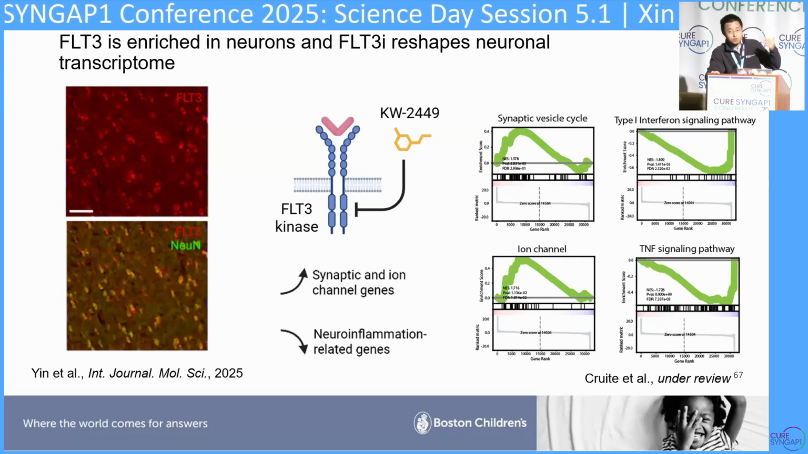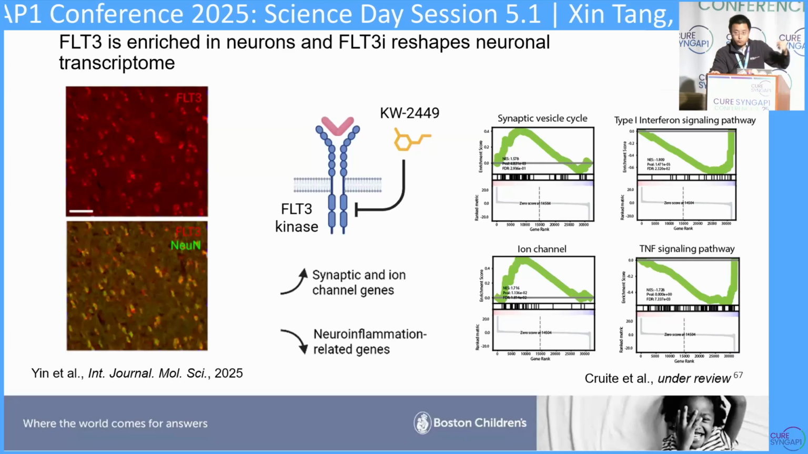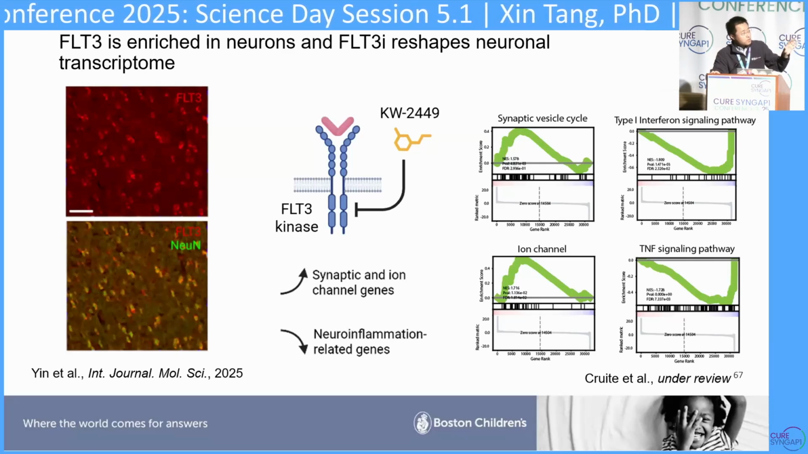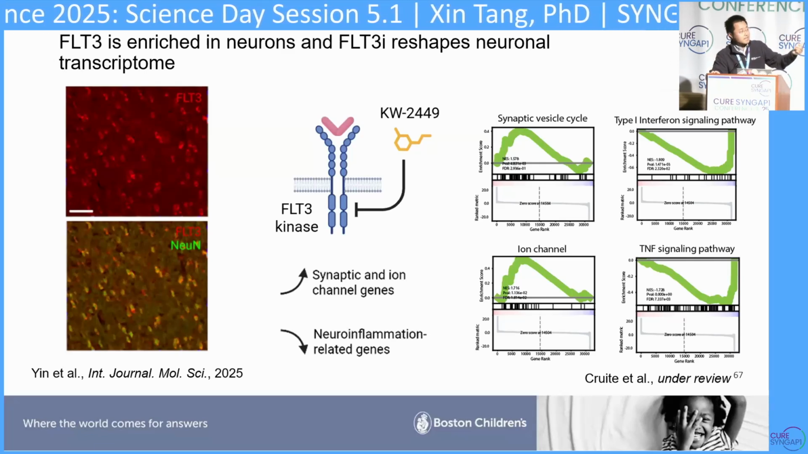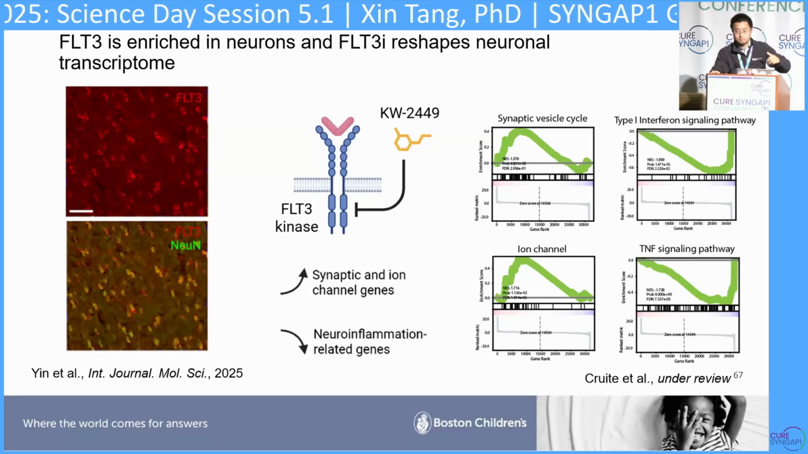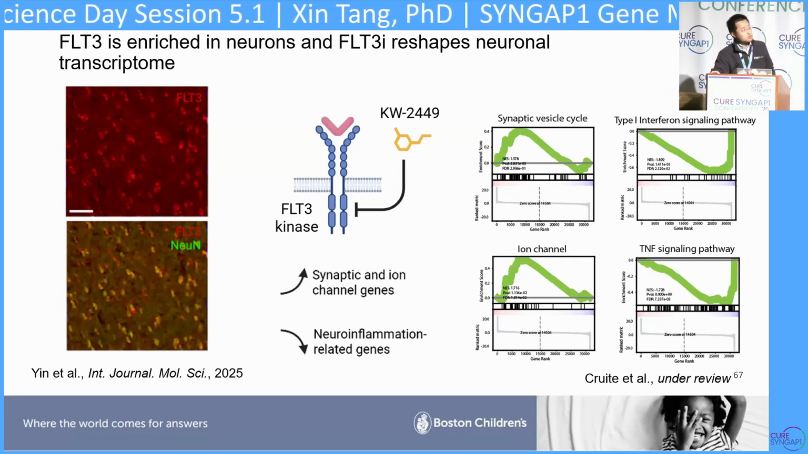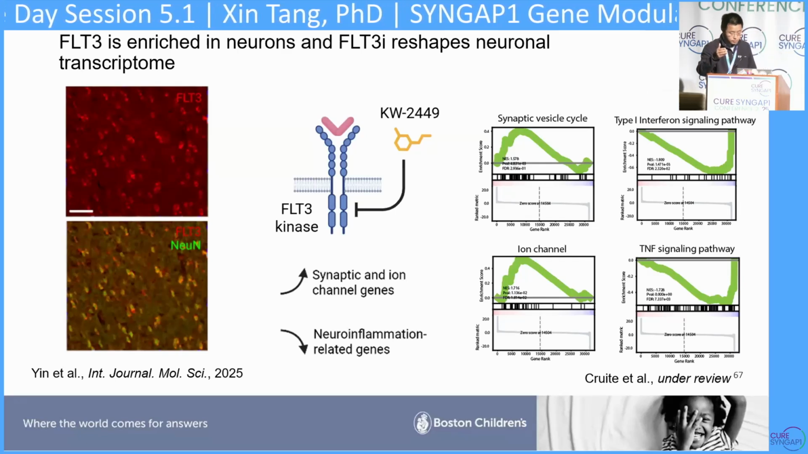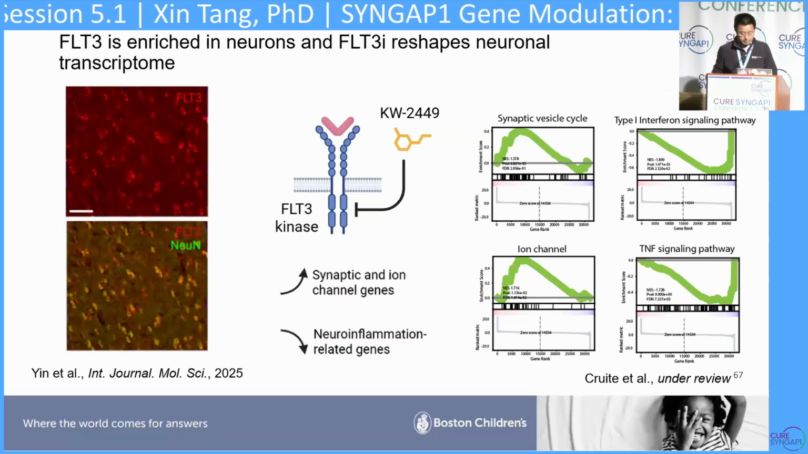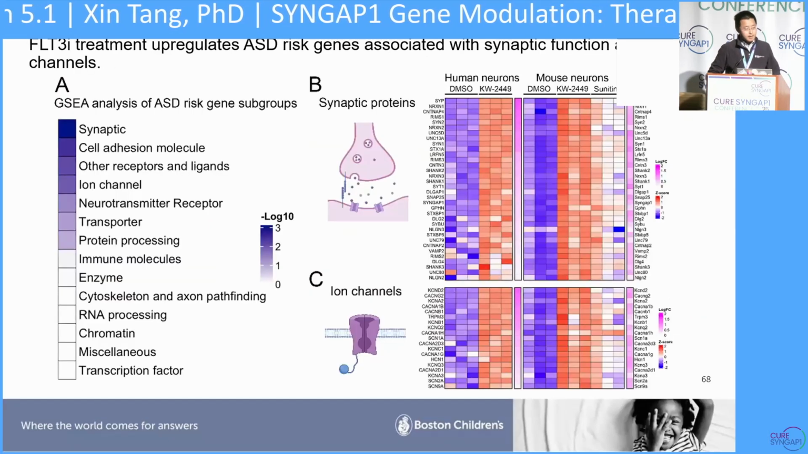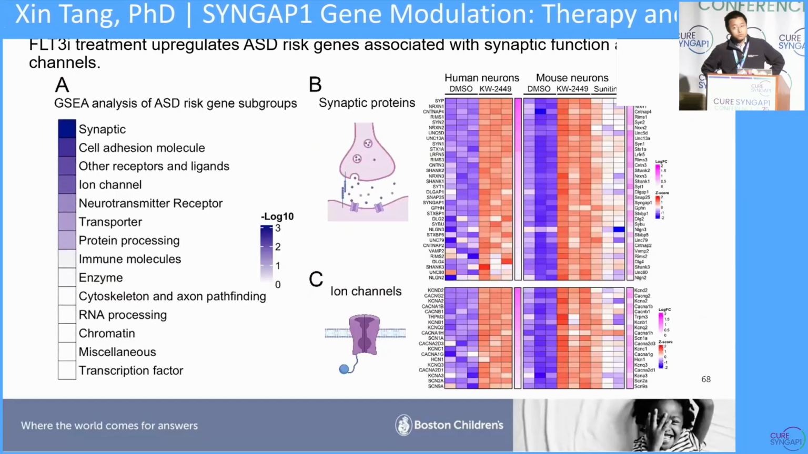And what we found is overall, if you look at all the genes responding to a drug, it increased the expression of synaptic ion channel genes, and at the same time reduced the neuroinflammation type of genes. So the gene set enrichment analysis plots on the right indicate this. And we went further to look at the autism risk genes.